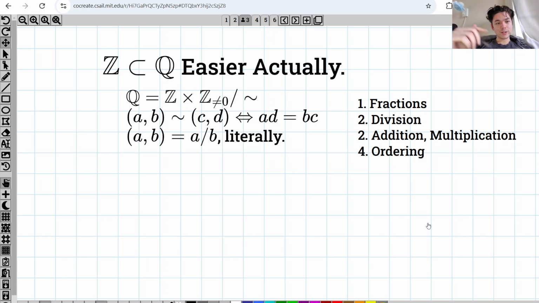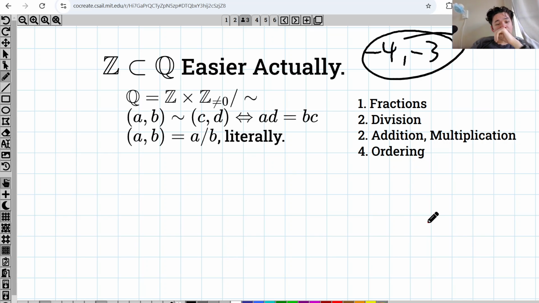With our integers, now I'm not going to write the integers as a comma b pairs. I'm going to use the better notation of -4 and -3, instead of writing all those pairs. Now we know that we can always do multiplication. -4 times -3 is positive 12, which you can actually check, I guess, with that construction from the page before.